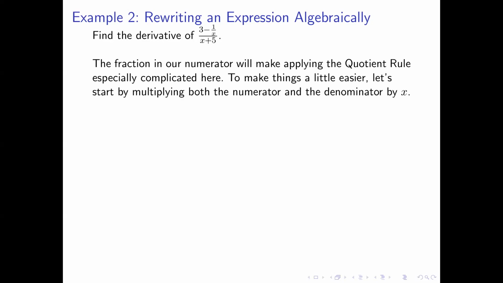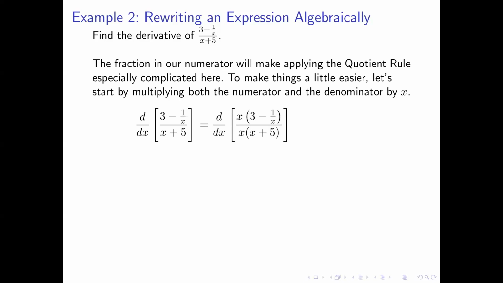So to make things a little bit easier on ourselves, let's multiply the numerator and the denominator of our function by x. As long as we multiply both the numerator and the denominator by the same thing, we can do this kind of thing all day because all of our expressions will be equivalent. So this is our goal, to find this derivative. But because these two expressions are algebraically equivalent, we can find the derivative of the second item you see here, where we multiply the numerator and the denominator by x.